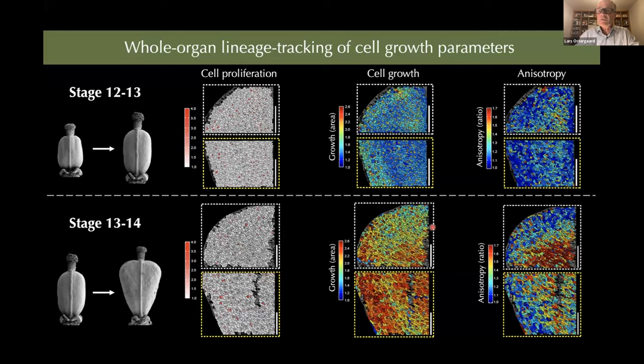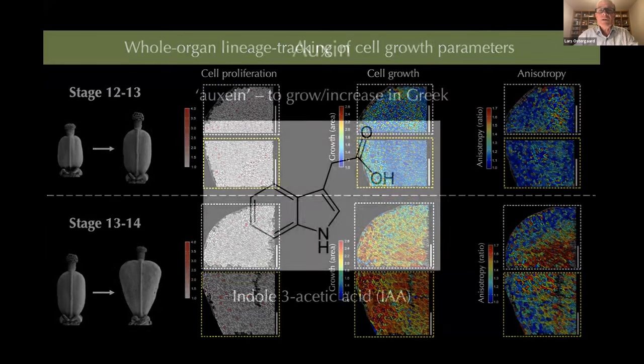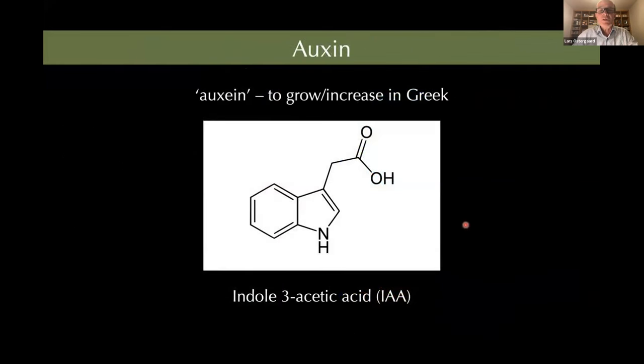So all this information is very interesting, and it's in a way descriptive. We'd like to understand a bit more about the mechanism that drives these dynamical growth patterns. And to this end, I'd like to introduce one of the most important plant hormones, called auxin.